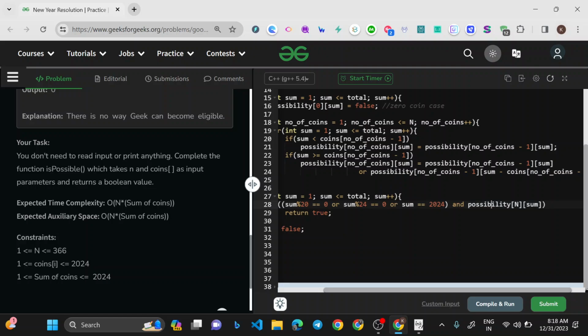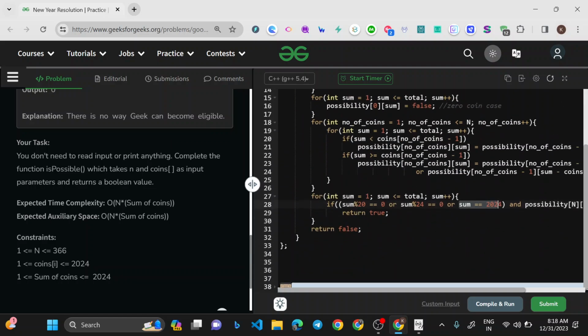So if your sum is 1, is there a possibility of framing 1 or not? No. And also we need only that sum that is divisible by 20. So let us assume you are taking a sum of 20. So this first thing will be true. And now you need to check whether you are able to frame a sum of 20 or not. If yes, then you'll be returning true, else you'll be returning false. Now you'll be checking 24, and you will be again checking 40, 48, and like that, all multiples of 20 and 24 you'll be checking, and lastly you will check if your sum is equal to 2024. So these are all the things that you'll check and return true accordingly.